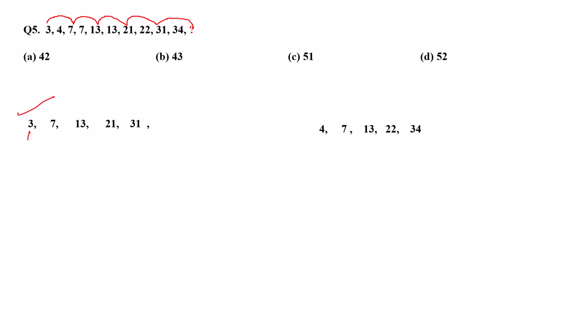It means you have to work on this series. So let's find out the difference. Here the difference is 4, then this is 6, here it is 8, here is 10. So you can see 4, 6, 8, 10. It means after that it should come 12. So 31 plus 12 will give you 43. So B is the correct option. Okay. Now moving to next question.